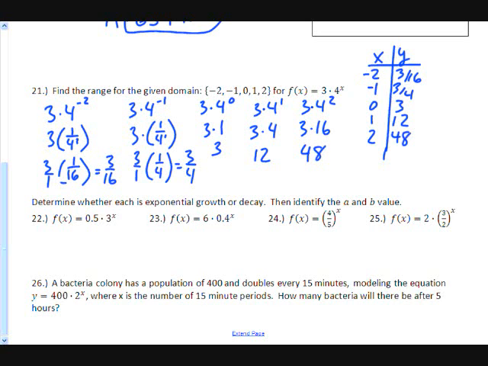And that's it. So the range here is going to be the values 3/16, 3/4, 3, 12, and 48. And that's it. Okay, so when it gives me a domain and asks me for a range, it means plug those x values in, see what you get out for y. And that's it. Okay?